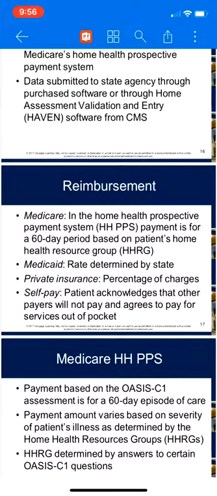And then we have Medicaid. They're paid based on a rate determined by the state legislature, and this rate can vary from state to state. Then we have our private insurances, and they are going to be paid based on a percentage of charges. And then we have self-pay. The patient opts to acknowledge that he or she understands that Medicare or Medicaid or other payers will not pay for the services, and that he or she will pay for those services out of pocket.